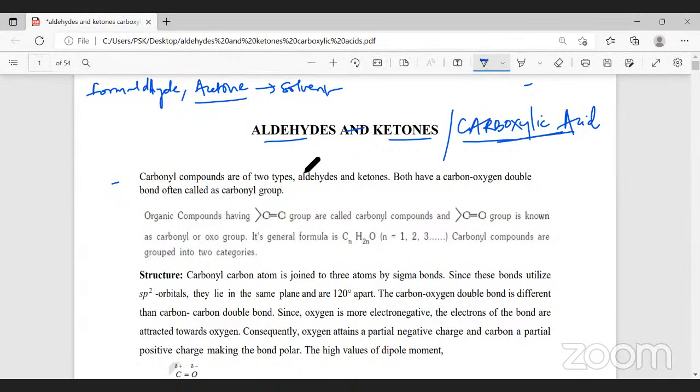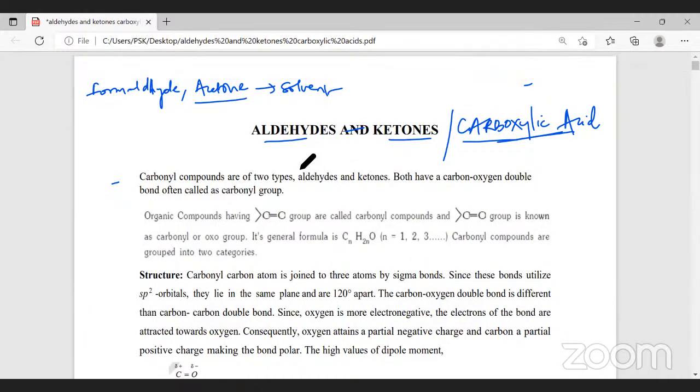And these are also used in the preparation of adhesives. It is used in the preparation of plastics. It is used in the preparation of resins. It is also used in the preparation of explosives. So these are some of the functions of aldehydes and ketones.